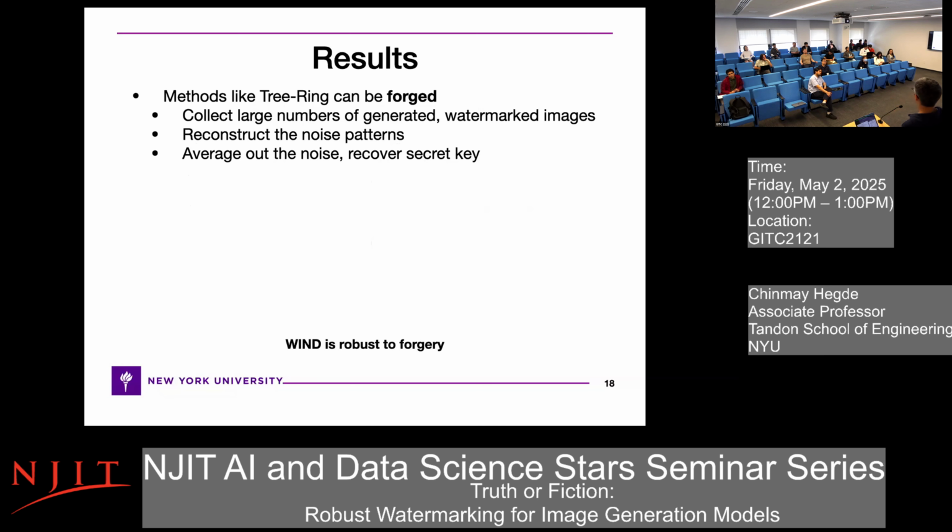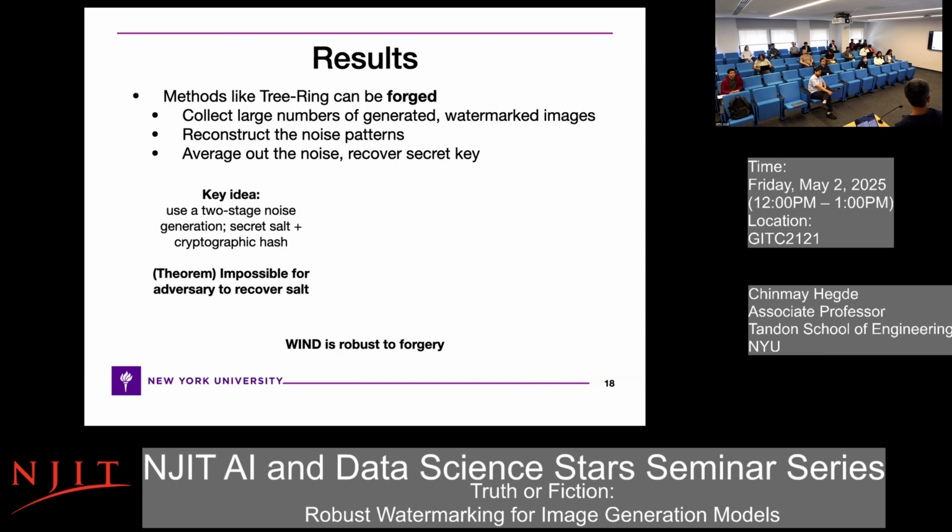But what you can do is sample a large number of watermarked images, and then do some kind of averaging. Essentially, that's how they work. So if you average out all the features in these images, what you are left with is the watermark. So that's how you reconstruct the watermark. Similarly, you can reconstruct the noise patterns for these models like tree rings, and then recover the secret key. But as I had mentioned earlier, our method explicitly defends against this by doing a two-stage hashing procedure.